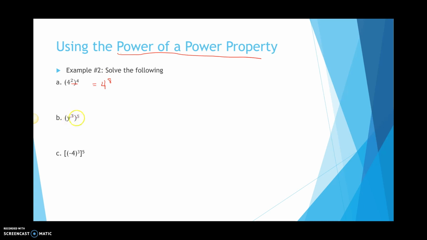B, we're going to multiply 3 times 5 and get an answer of y to the 15th power. Now notice for C, we are given the parentheses, but we also have our brackets. What you're going to do is multiply 3 and 5 here within the parentheses and brackets, and we'll just write my base. So my base is negative 4, and then 3 times 5 is 15. So that is my final answer, negative 4 raised to the 15th power.